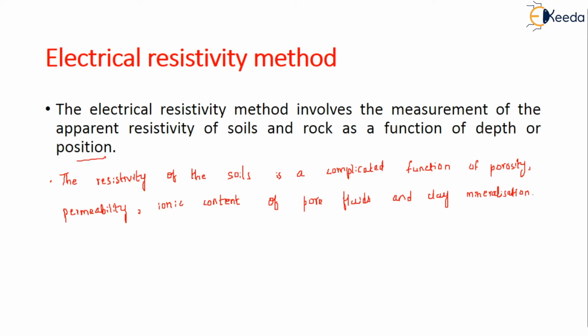The most common electrical methods used in hydrogeologic and environmental investigations are vertical electrical soundings, that is resistivity soundings, and resistivity profiling. Here for the hydrogeologic investigations, what are the two methods we use? Vertical electrical soundings and resistivity profiling.